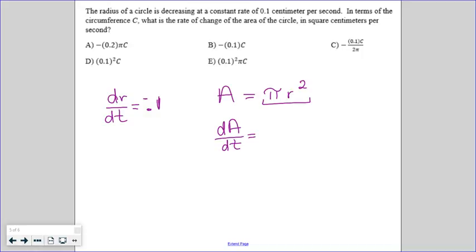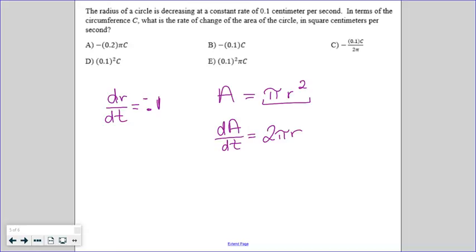And the derivative of pi r squared, now remember, pi is just a constant. And so when I take the derivative, that constant is just along for the ride. And so the derivative of r squared is just your power rule, 2r. So I'm going to write that as 2 pi r. 2r is the derivative of r squared.